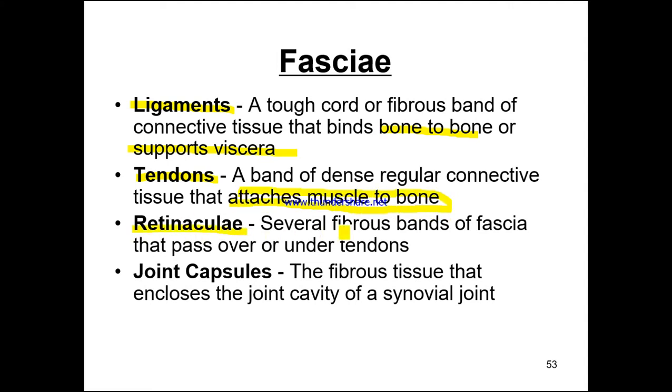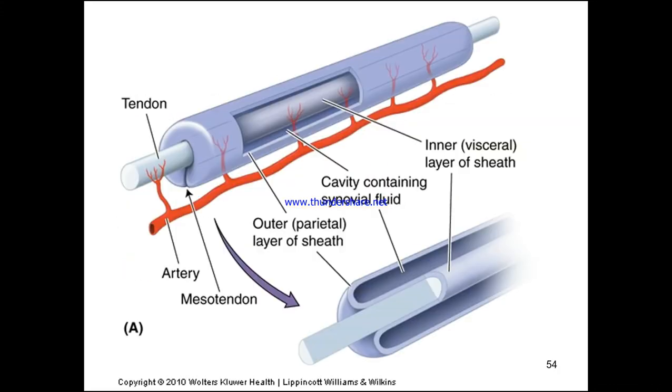Retinacula are several fibrous bands of fascia that pass over or under tendons. And then we have the joint capsule itself, the fibrous tissue that encloses the joint cavity of a synovial joint. So all of these things we'll start to go through.